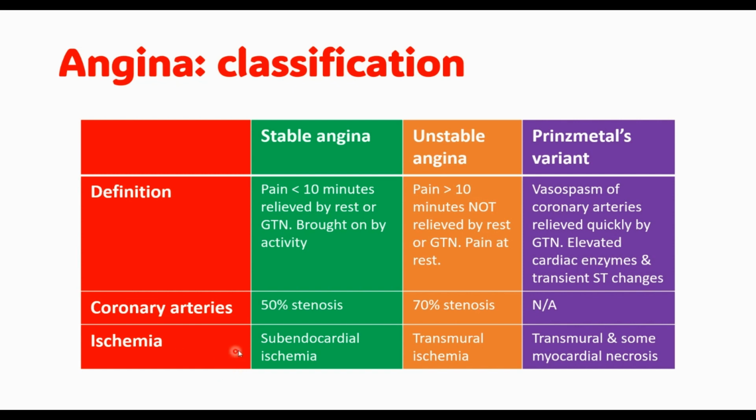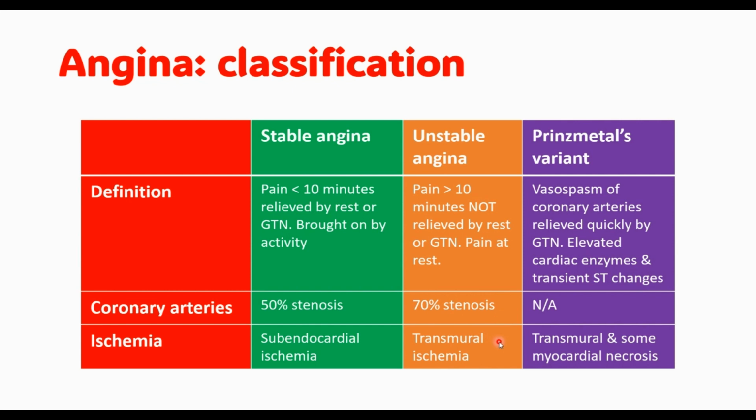And then in terms of the ischemia, in stable angina, it's subendocardial ischemia. So oxygen is deprived in the subendocardial layer, so the layer just beneath the endocardium. So the endocardium is where the heart valves are. So just below that is being deprived of oxygen. And that's not as serious as when you have transmural ischemia in unstable angina.